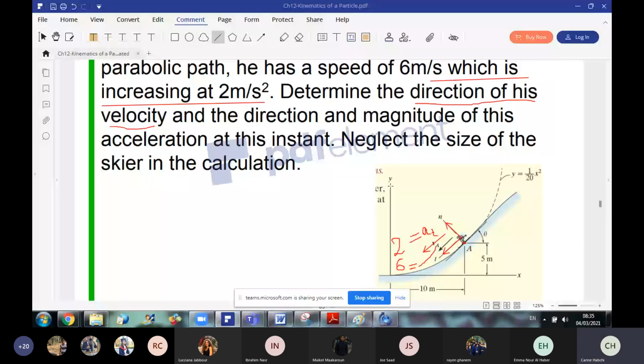Now, what I still need to find: I know that the vector is downward, but I still need to define the direction completely. I need to find this angle, the angle of the tangent with the x-axis. How can I calculate this angle? Who can tell me? How can I find the angle theta here?